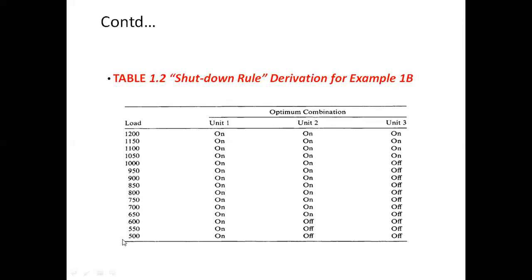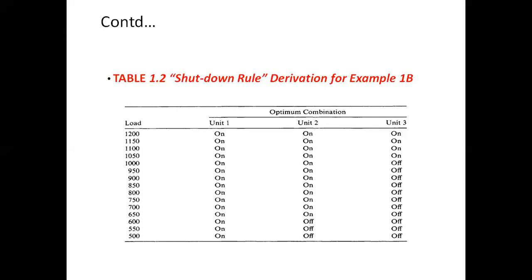When you apply the concept of the brute force technique with the help of the simple shutdown rule, it is clearly seen that when the load is at 600 or below 600, only unit 1 is in the running condition, and the other units are off. Again, I am repeating, when the load is 600 or below 600, only unit 1 is running with the help of the simple shutdown rule.